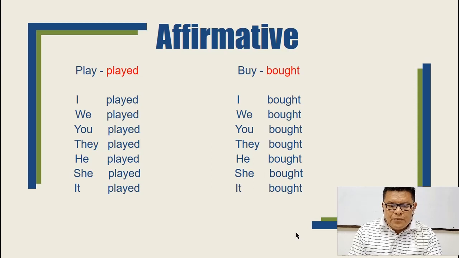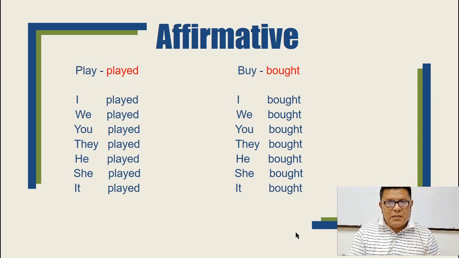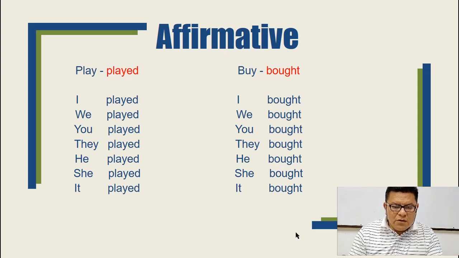And then buy. The past is bought. And then I say, I bought, we bought, you bought, they bought, he bought, she bought, it bought. You see? Exactly the same as in the other conjugation.